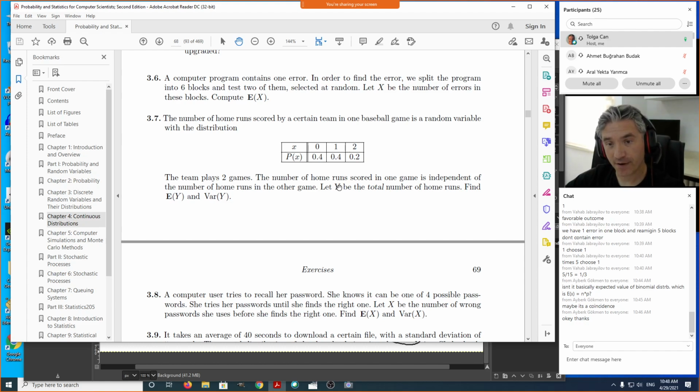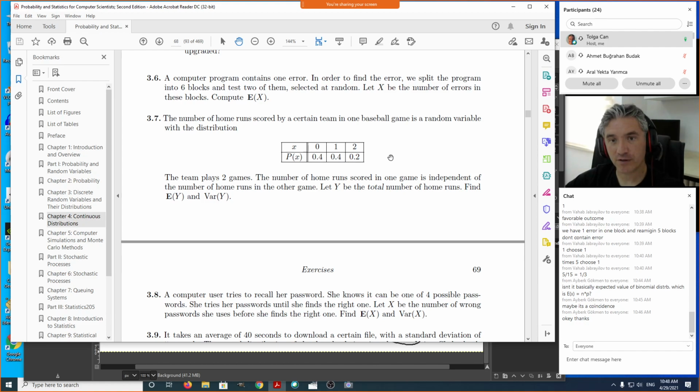In order to find the variance, we need to multiply these probabilities with the squares of these values. So 0.4 comes from here, and 4 times 0.2 is 0.8. So the expected value of x squared is going to be 0.4 plus 0.8, which makes 1.2. 1.2 is the expected value of the square of this variable.